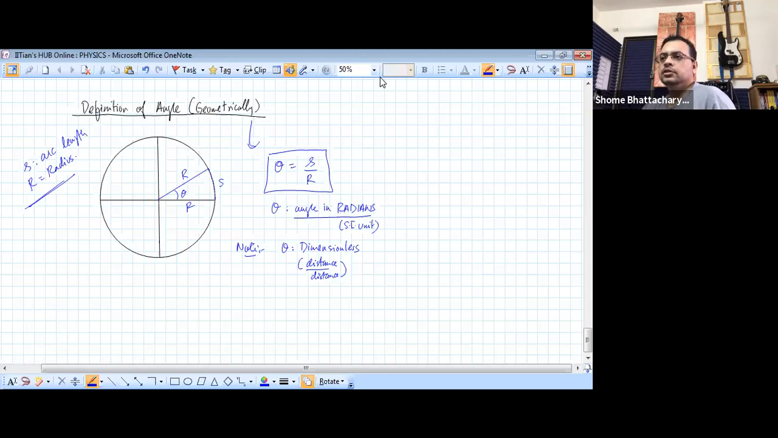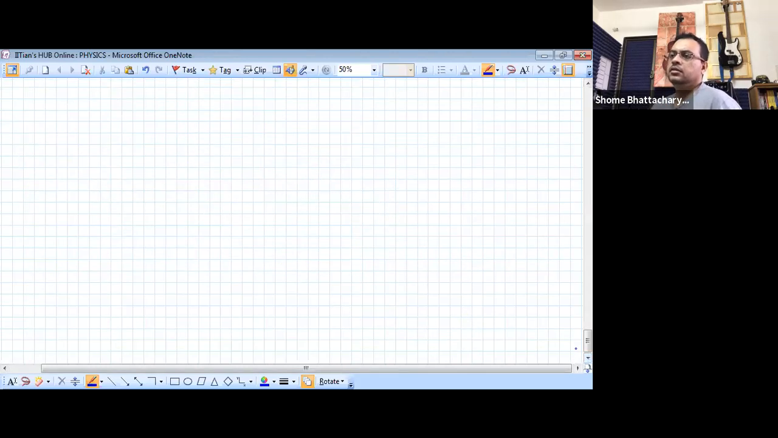Yeah, Dhaneshwar, just note this down. This is the definition of angle. And the SI unit of angle is radians. So for example, you'll see how obvious this is with the next two examples.